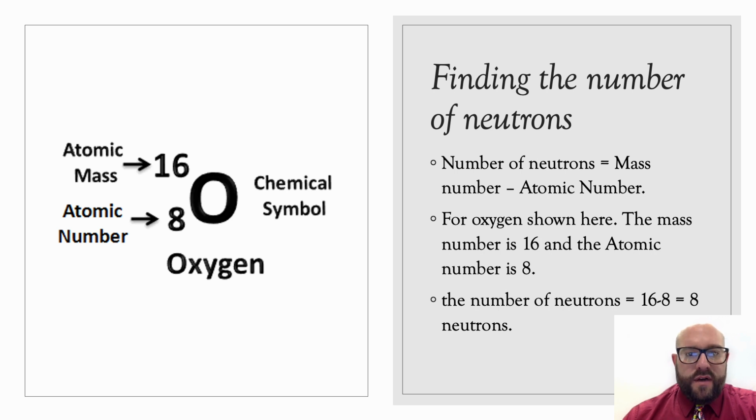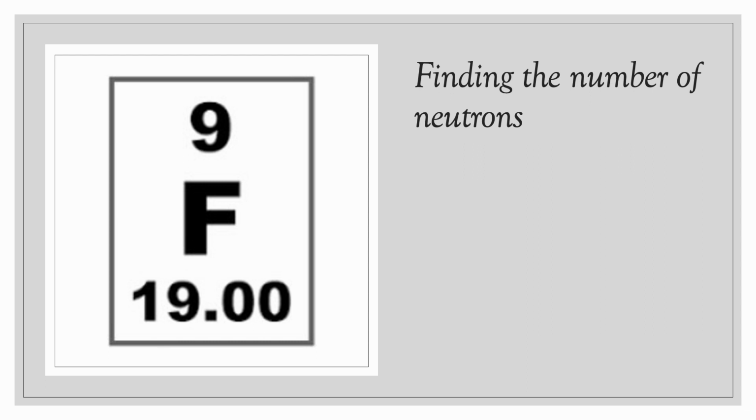Finding the number of neutrons. The number of neutrons equals the mass number minus the atomic number. For oxygen shown here, the mass number is 16 and the atomic number is 8. The number of neutrons equals 16 minus 8, which equals 8 neutrons.